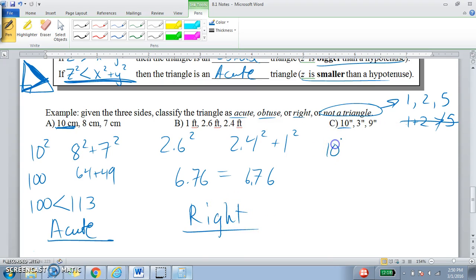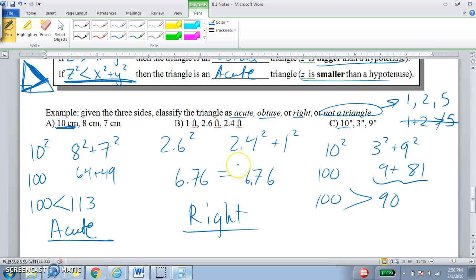This one, 10 is the largest, so I'm comparing it to 3 squared plus 9 squared. 100, 9, and 81. 9 plus 81 is 90. 100 is greater than 90, so that's the first part of the converse up here. If z squared, or the largest side squared, is greater than the other two sides squared added together, this is an obtuse triangle.